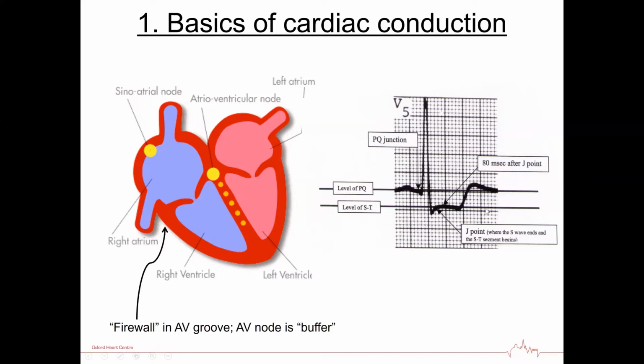Some people get confused about what the J point is, so I thought I'd just put that in. Essentially it's the point where the S wave ends and the ST segment begins. It's not relevant to the vast majority, but particularly in some rare conditions it's quite important, and I'll point that out when the ECG of note comes up later on.